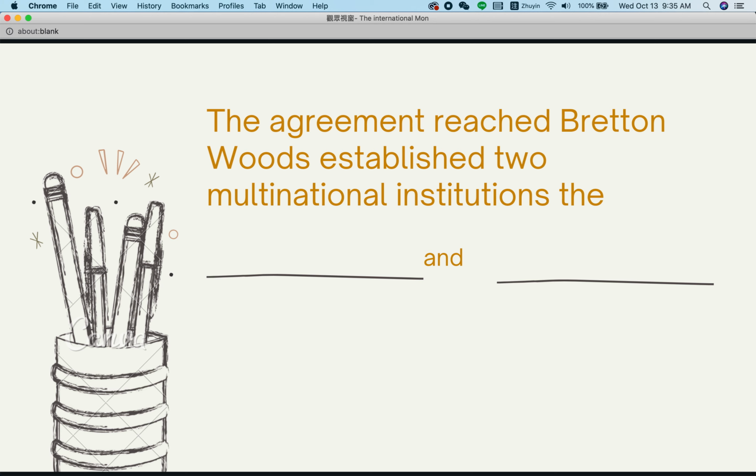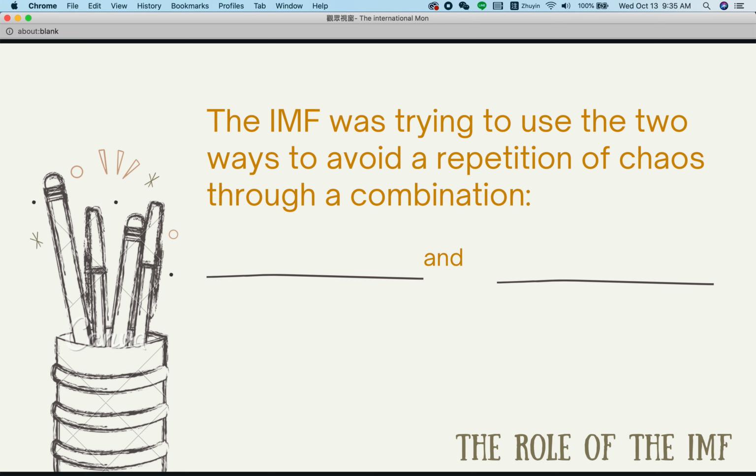The IMF was trying to advance two ways: a combination of discipline and flexibility. A fixed exchange rate regime imposes discipline in two ways.